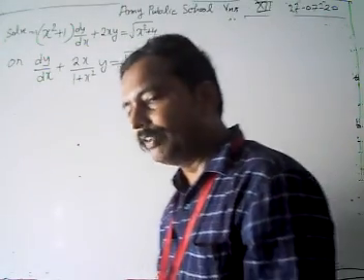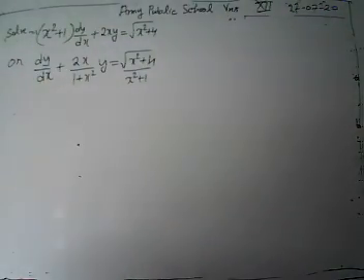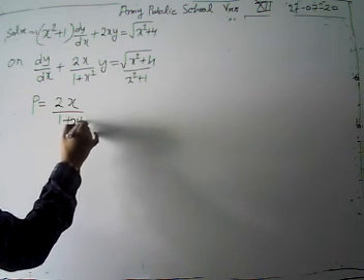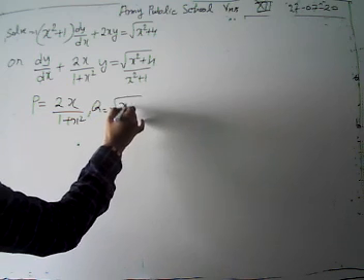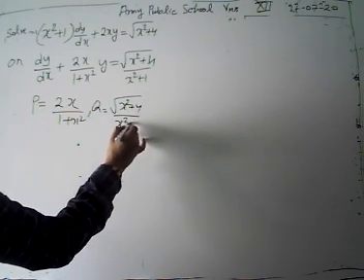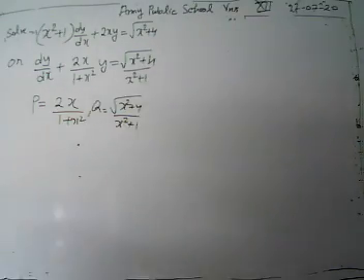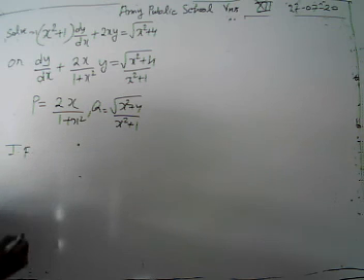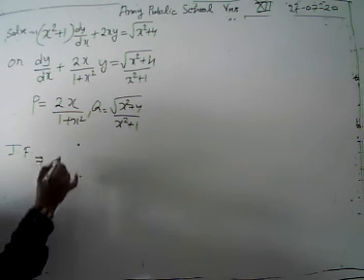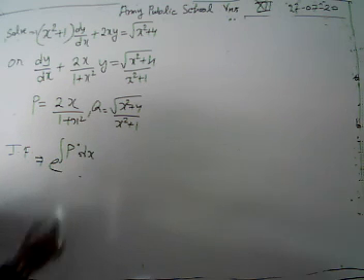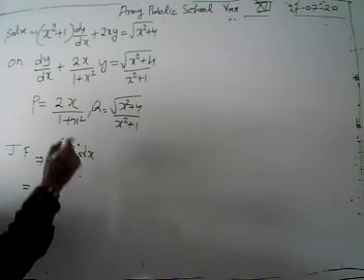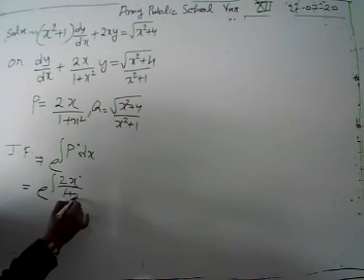When we compare this differential equation with our standard form, we get the value of p as 2x upon 1 plus x square and the value of q as under root x square plus 4 upon x square plus 1. After getting the values of p and q, we are going to find its integrating factor IF. How can we calculate it? It is e to power integration of p dx, so e to power integration of 2x upon 1 plus x square dx.